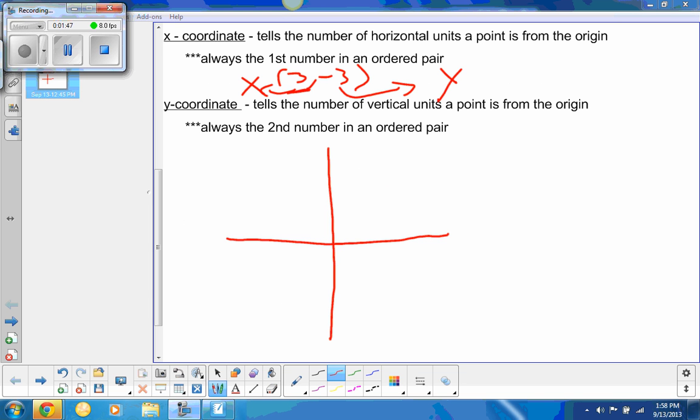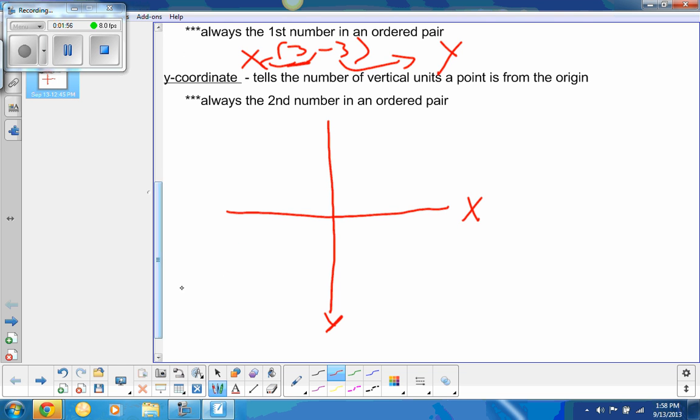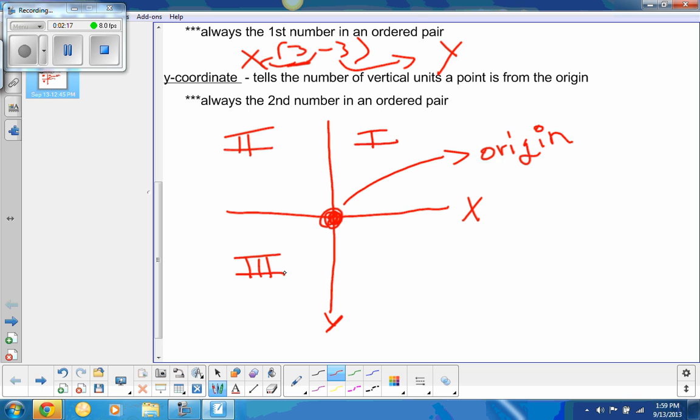So here you have a coordinate plane. This is the x-axis. This is the y-axis. This right here in the middle is the origin. It's at point 0, 0, right where they meet. When you talk about quadrants, this is labeled as quadrant 1. This will be quadrant 2. It goes counterclockwise. This is quadrant 3. And this one is quadrant 4.